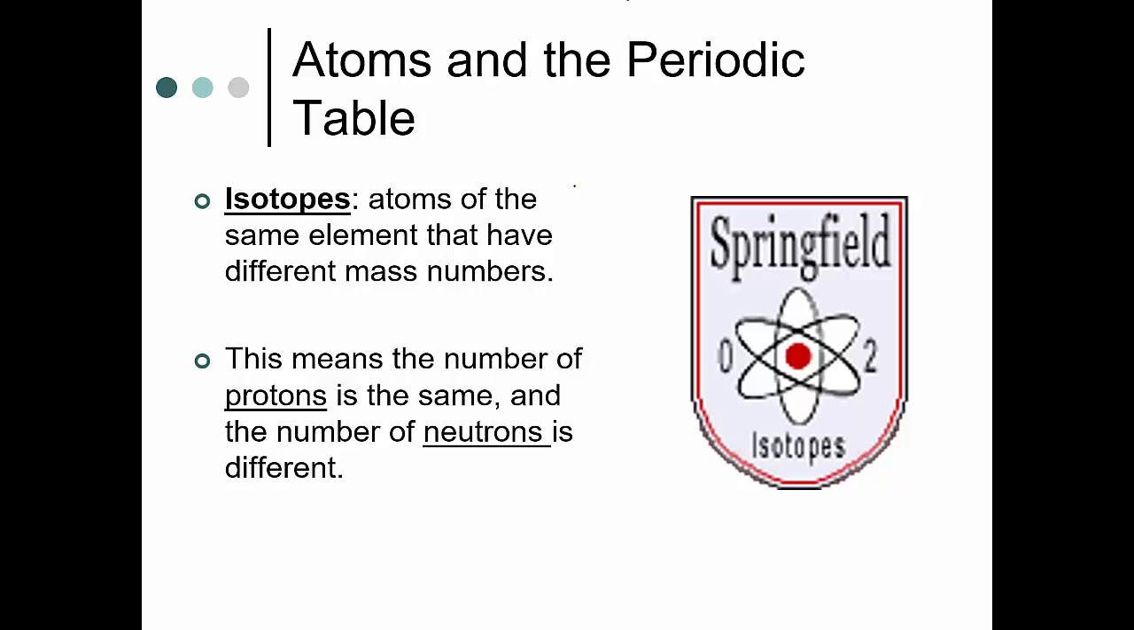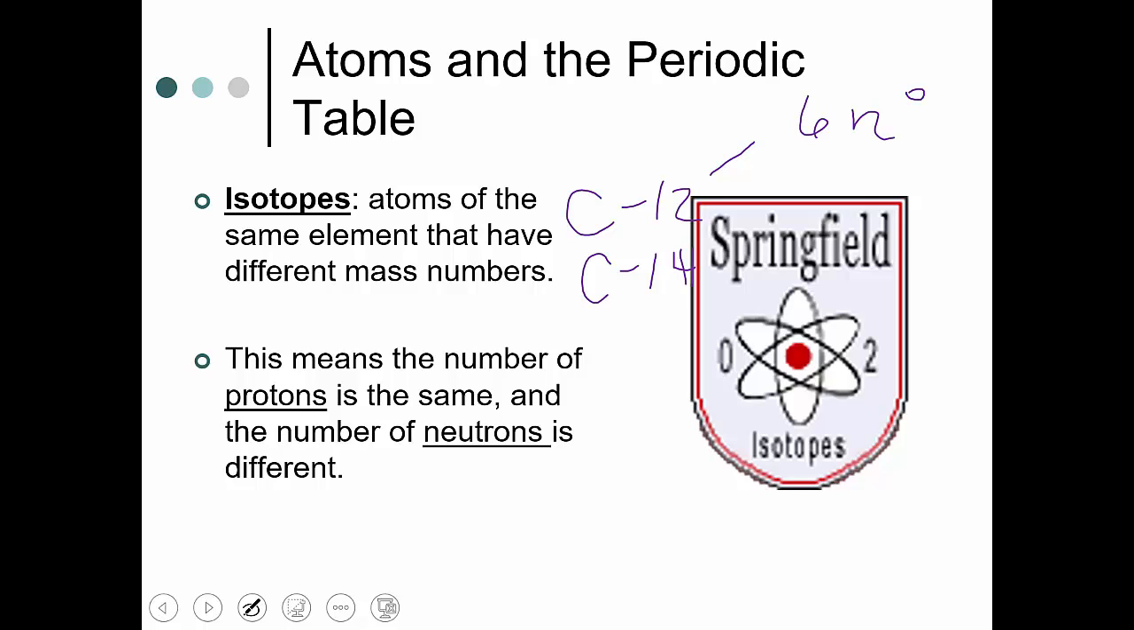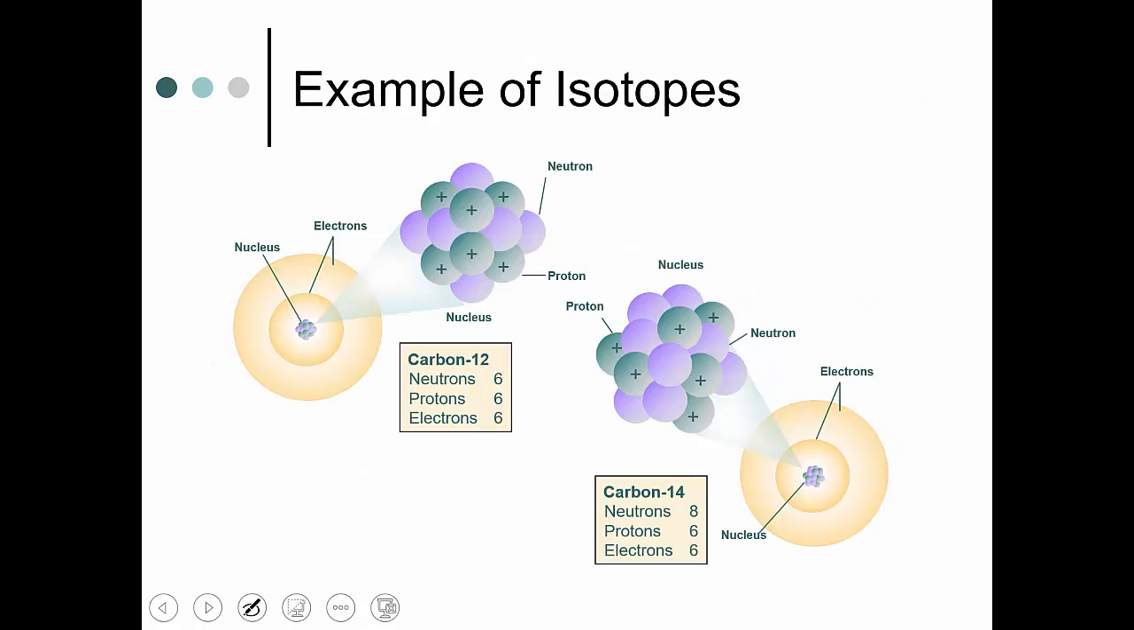Again, isotopes are atoms of the same element that have different mass numbers. So this means they have the same number of protons, but a different number of neutrons. So my example earlier for carbon-12 and carbon-14, they each have 6 protons, but carbon-12 has 6 neutrons. The abbreviation is N with a little O up above it, whereas carbon-14 must have 8 neutrons. So again, here's an illustration of those isotopes here, okay? So carbon-12 over here still has 6 protons because it is carbon, okay? But it has 6 neutrons. So when we add the 6 protons and neutrons together, we get that mass number of 12.